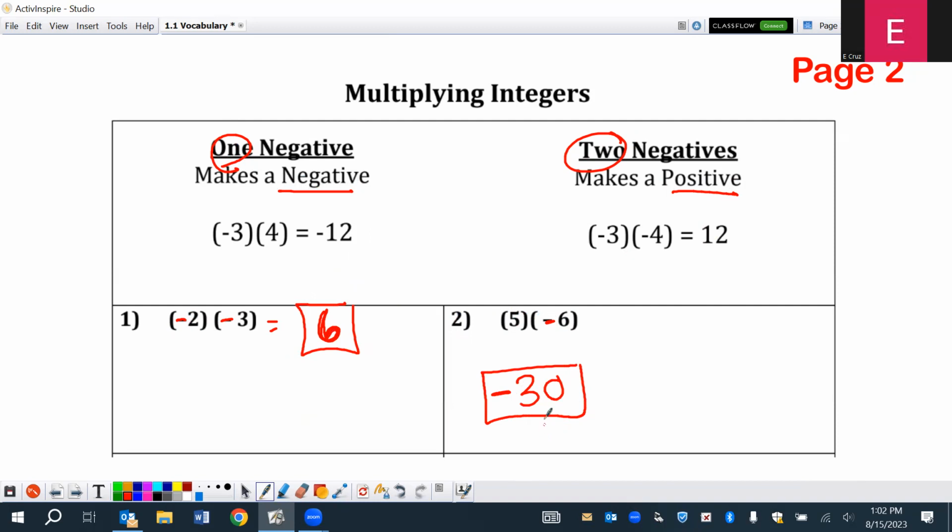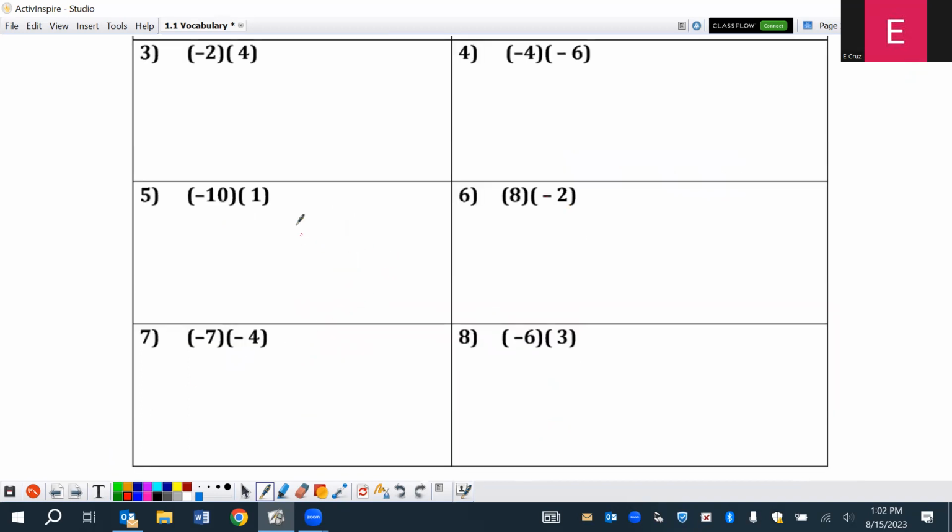Okay, so here we're more worried about working with the signs. Most of you already know how to multiply. You already know your multiplication tables. When it comes to the negatives, that's where a lot of practice is needed. Okay, another one, -2 times 4 is -8 because 1 negative makes a negative. -4 times -6, 2 negatives make a positive.